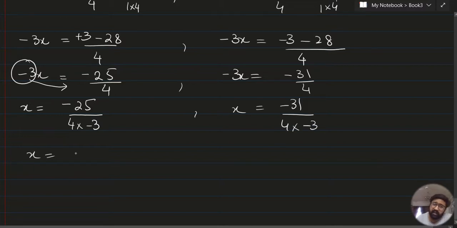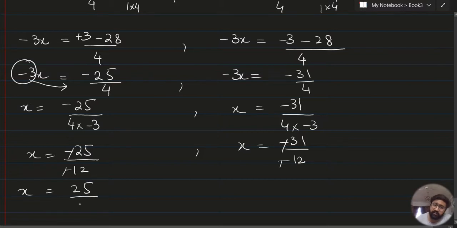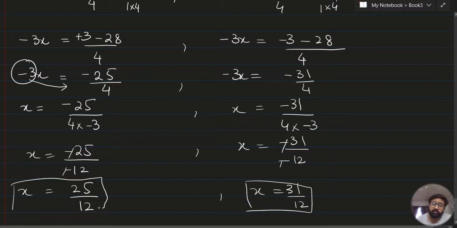So if I simplify it, it is going to give you minus 25 by minus 12, and this side it is going to be minus 31 by minus 12. Minus and minus, they can be simplified since they are in the numerator as well as denominator. So the values of x are going to be 25 by 12 and 31 by 12. These are the two possible solutions of this part.